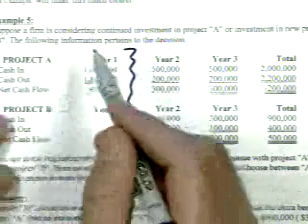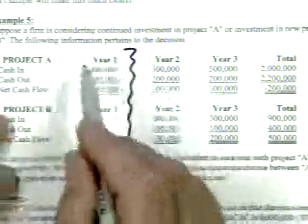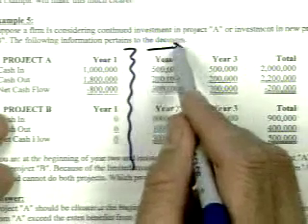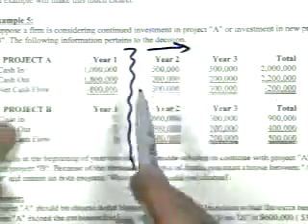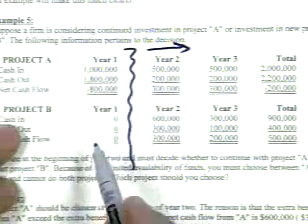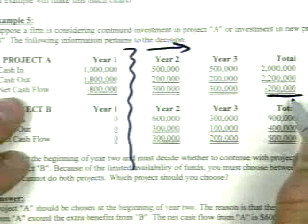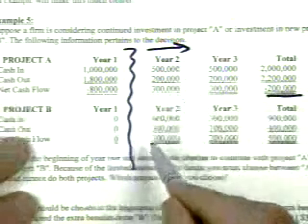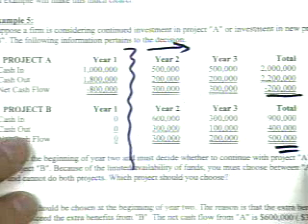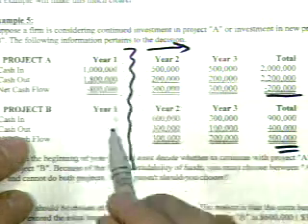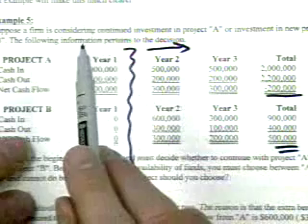Do I continue on with Project A, in which case I've already lost a whole bunch of money? Or do I change, and rather than do Project A, which obviously in the end is going to be a total dog, do I switch and do Project B, which in the end is going to make me $500,000? That makes sense, everybody?